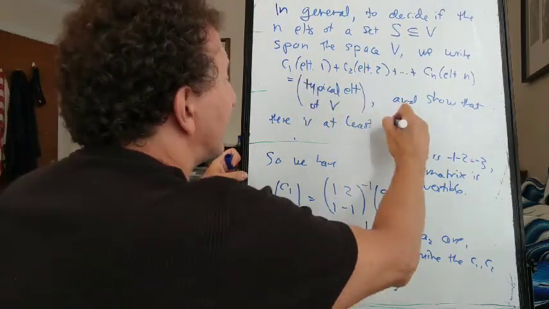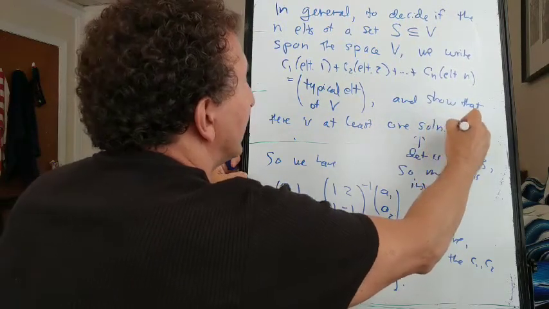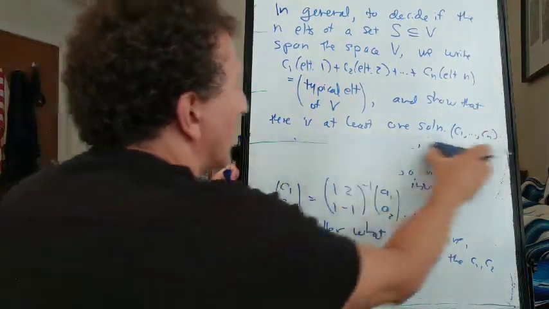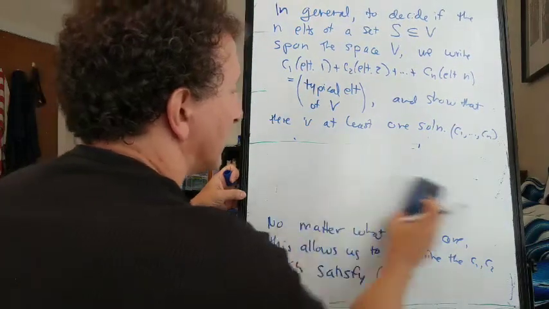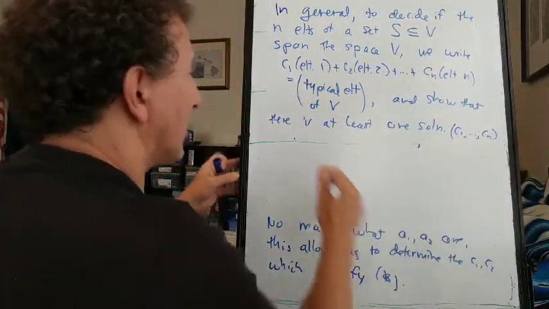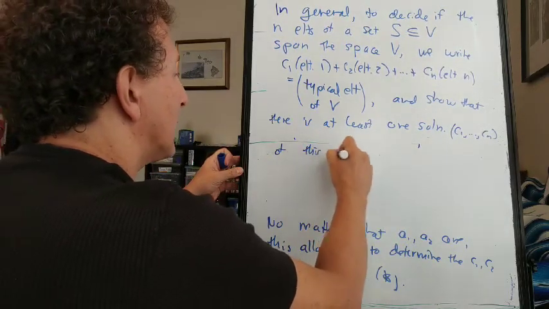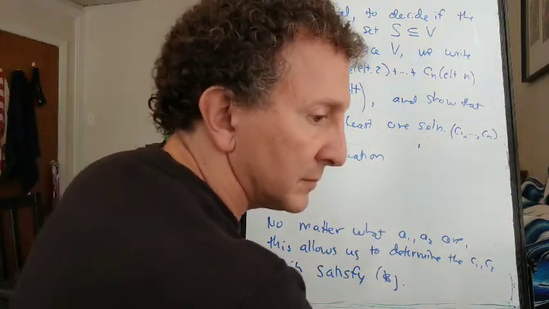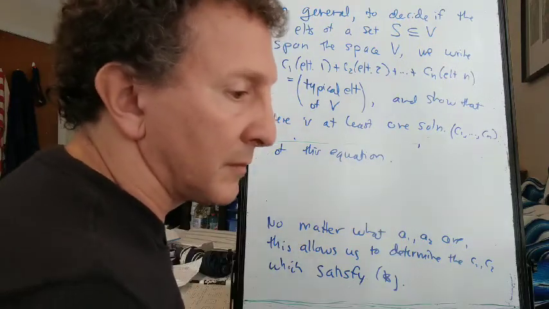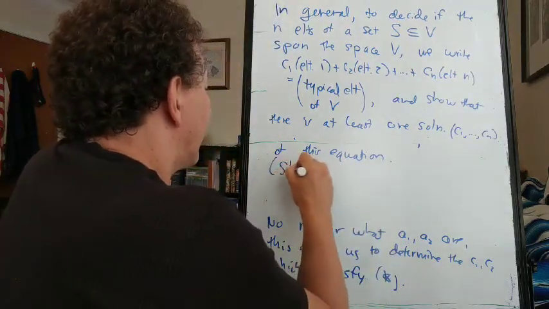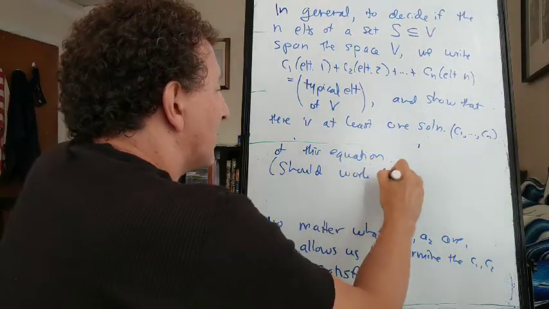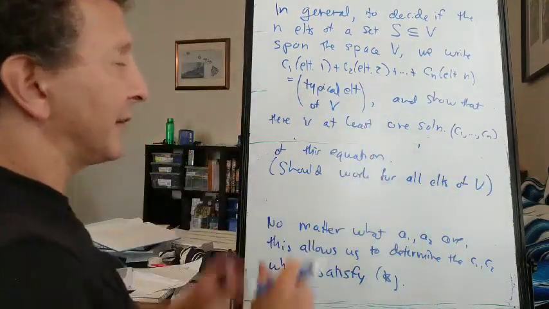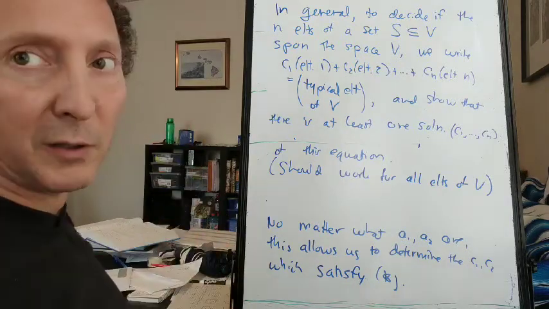So we have to show that there's at least one solution, C1 through CN, of this equation. This should work for all elements of V. When I say typical element of V, that's an expression that represents all possible elements of the vector space V.